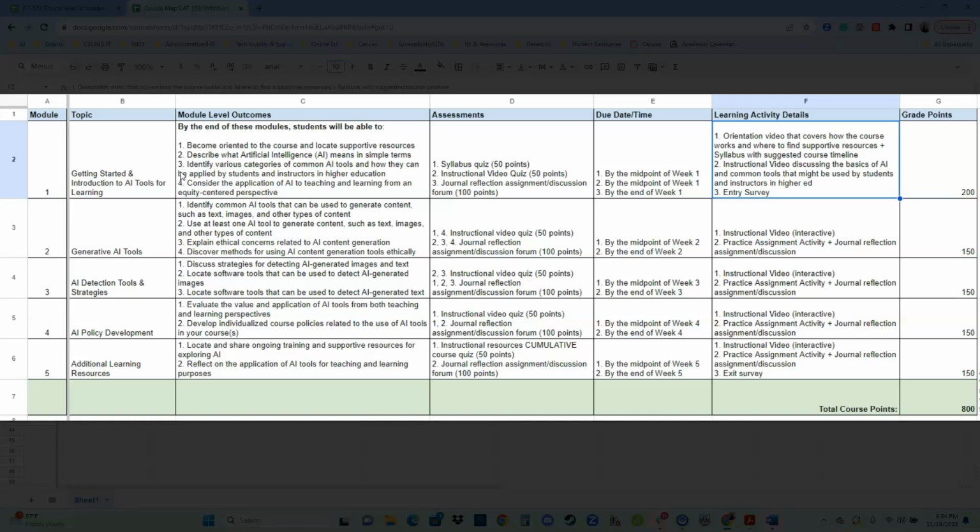I've included other information in this course map. I've included which module, so that's how I've organized my online course. I've also included topics, which is almost like learning goal language, and it's really simple, so students can see at a glance what this is going to be all about. And then I've included due dates and grade points, because students tend to be more motivated when they know basically how this course is going to be organized.